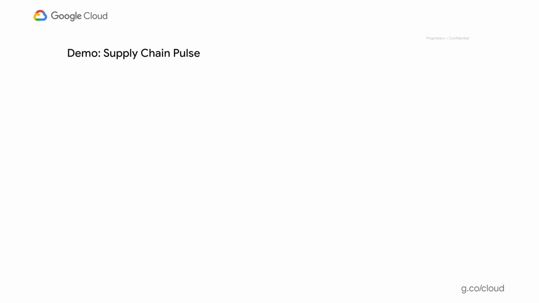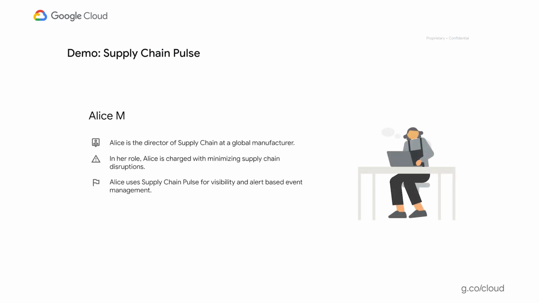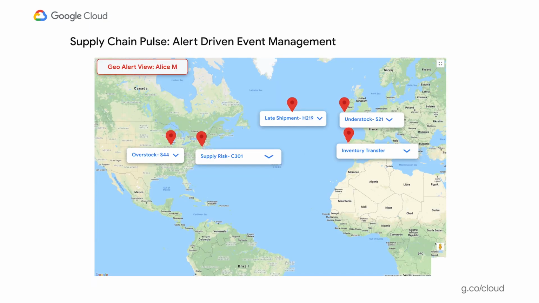For this demo, we will be following Alice's user journey. Alice is the Director of Supply Chain at a global manufacturer. Alice starts her day by calling her personalized alerts in Supply Chain Pulse. Today, she sees an alert for supply chain risk of a key component, component 301.